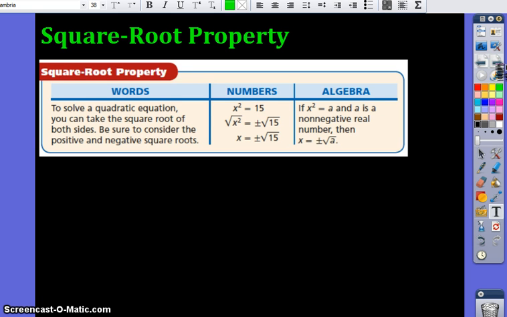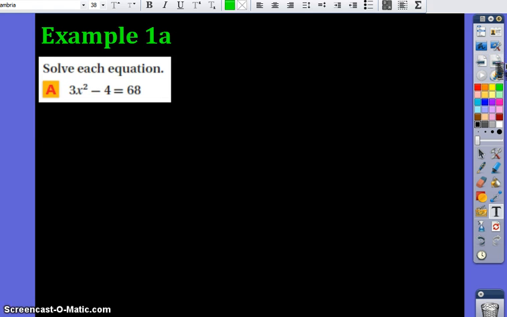Okay, so odds are, if you've made it this far into quadratics, you've realized that quadratics are the result of squaring something. So it makes sense that we could take the square root of both sides, and that would give us our roots. All right, so let's look at an application of that.